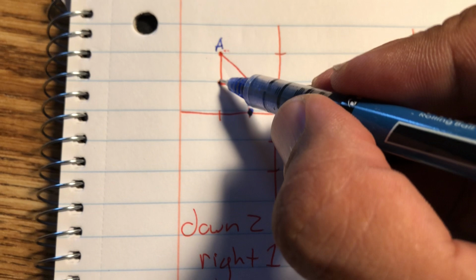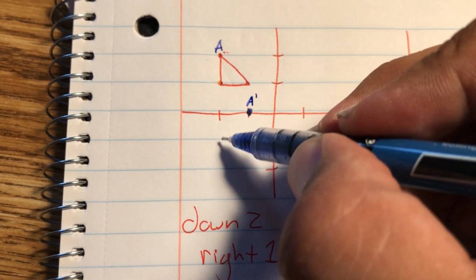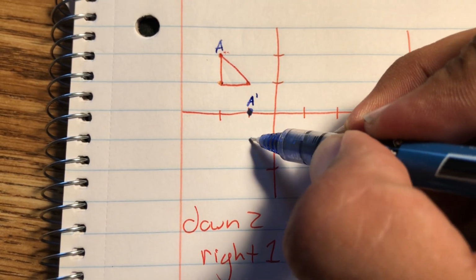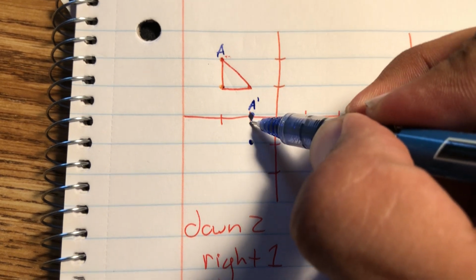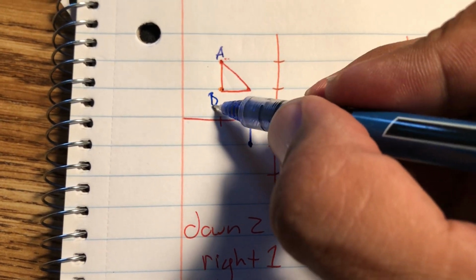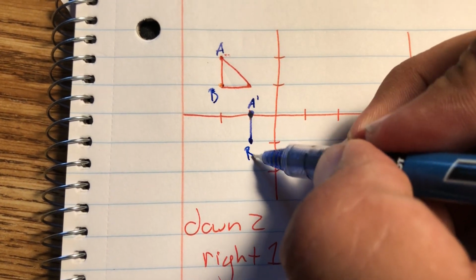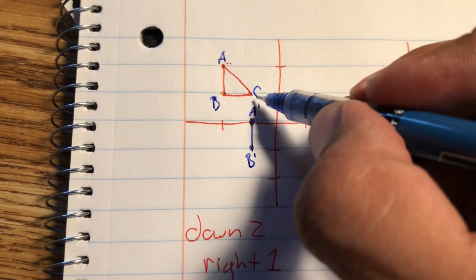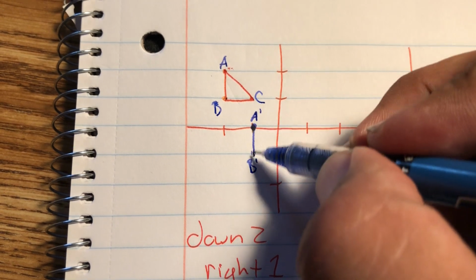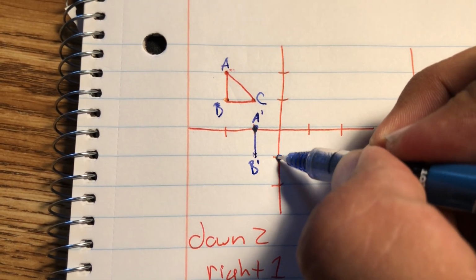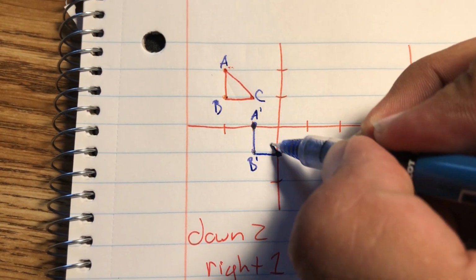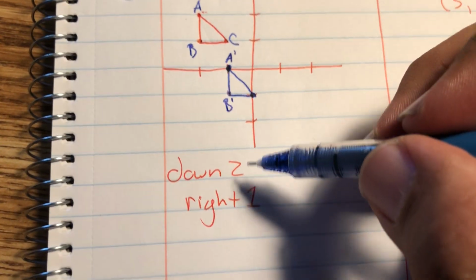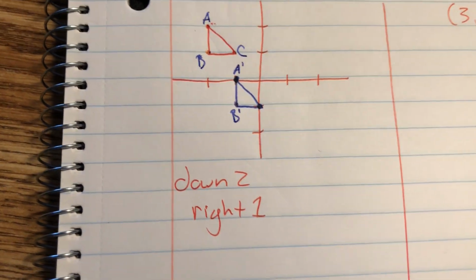Now let's move the second one. So it's down 2, 1, 2, and to the right 1, right here. So that's the second shape. Let's call that B prime. B and B prime. Now let's do this C. Let's move C. That moves down 2, 1, 2, and to the right 1. And there's my new shape translated down 2 and to the right 1.